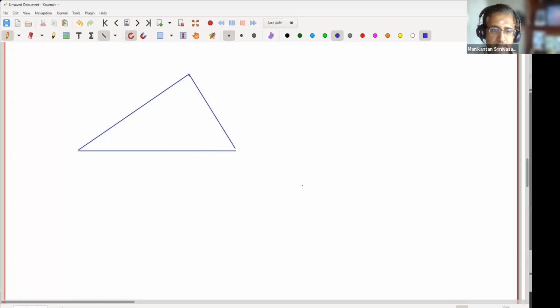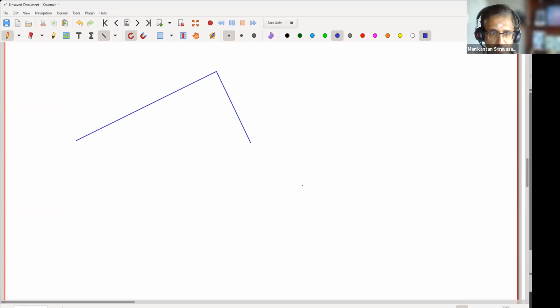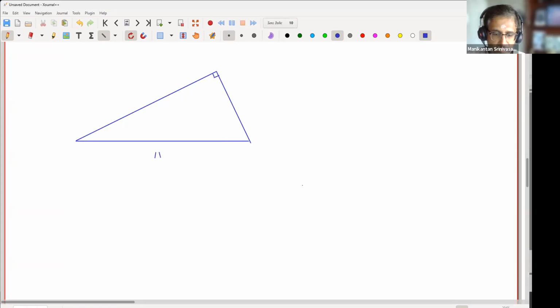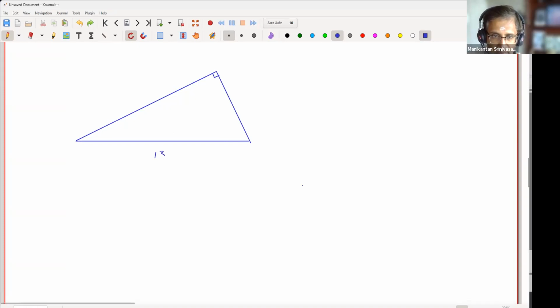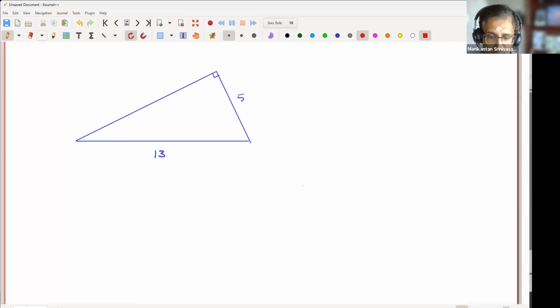So this is, actually it should look more reasonable. So I have to draw it and label it a little more. Okay, I'm giving you measurements. So this is 13. Okay, this is 5. And then I'm dropping a perpendicular from here to here.